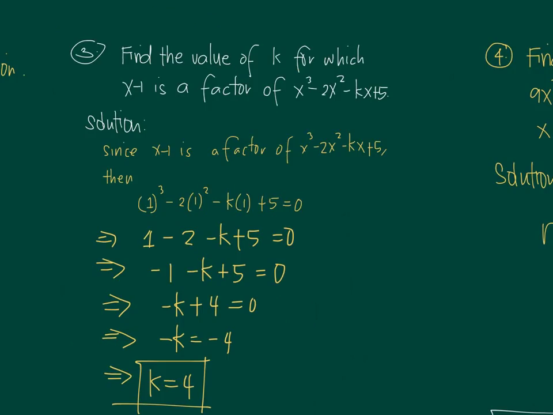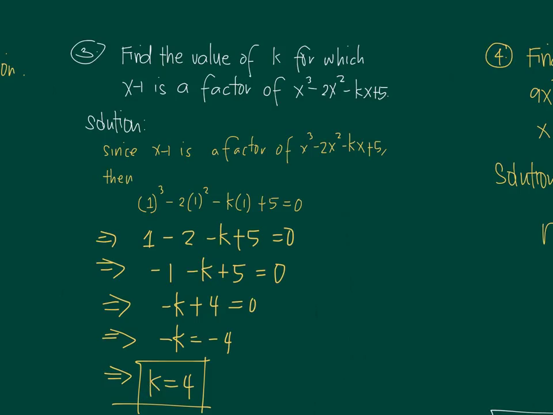So this is the solution for number 3. We want to find the value of k for which x minus 1 is a factor of x cubed minus 2x squared minus kx plus 5. The idea is, if it's a factor, if you substitute 1 for every x, you get equal to 0. So simplify the left side until you get negative k plus 4. If negative k plus 4 is 0, that means negative k is negative 4 and k is equal to 4.